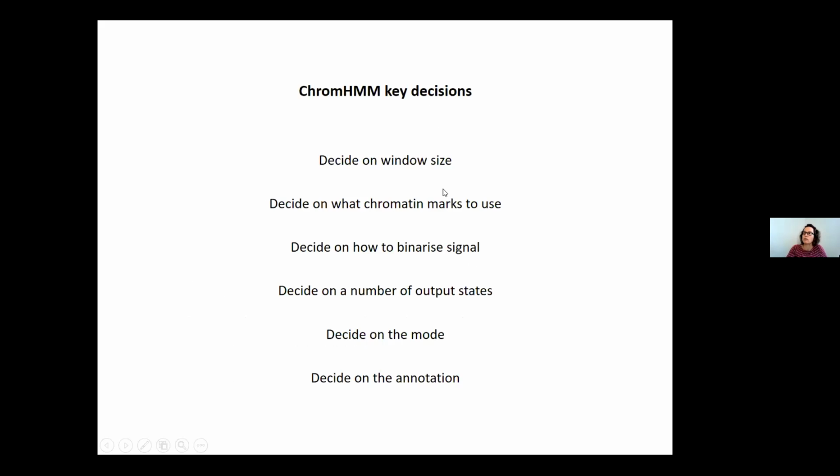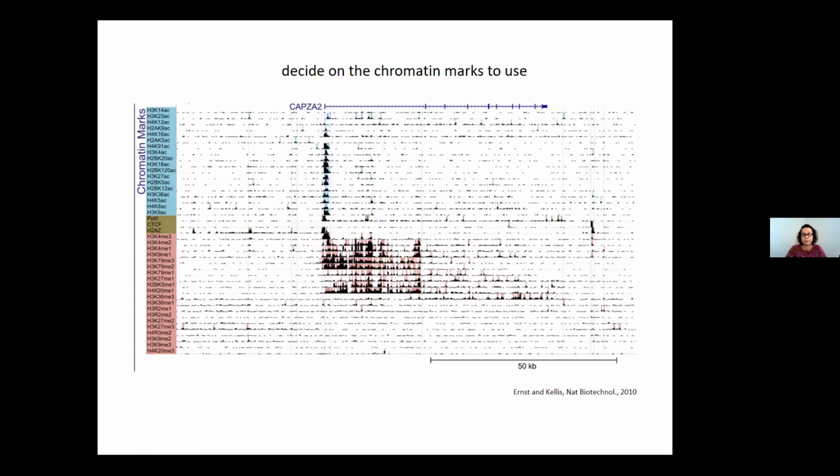So when you run ChromHMM, you actually need to make a few key decisions on how you want to run the program. Window size is probably the easiest. It defaults to 200 base pairs, and literally all the annotation tracks that I have seen so far keep that window size, so that's probably not too much to worry about, other than that this will be your resolution.